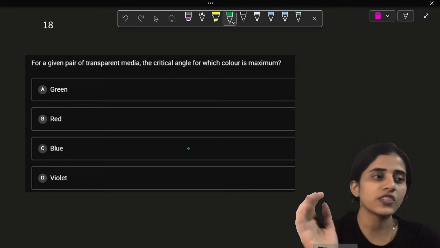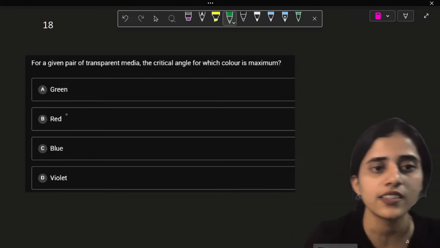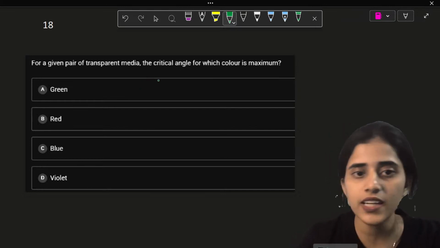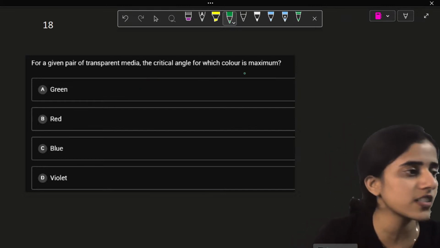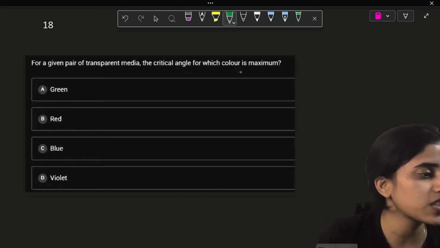Okay, let's not deviate from the question. What was the question? Yeah. For a given pair of transparent media, the critical angle for which color is maximum? For which color is it maximum?